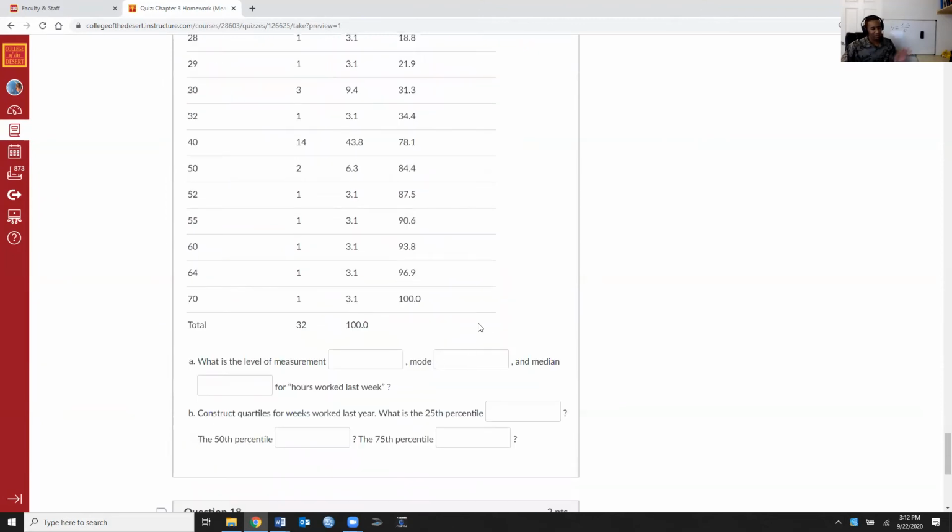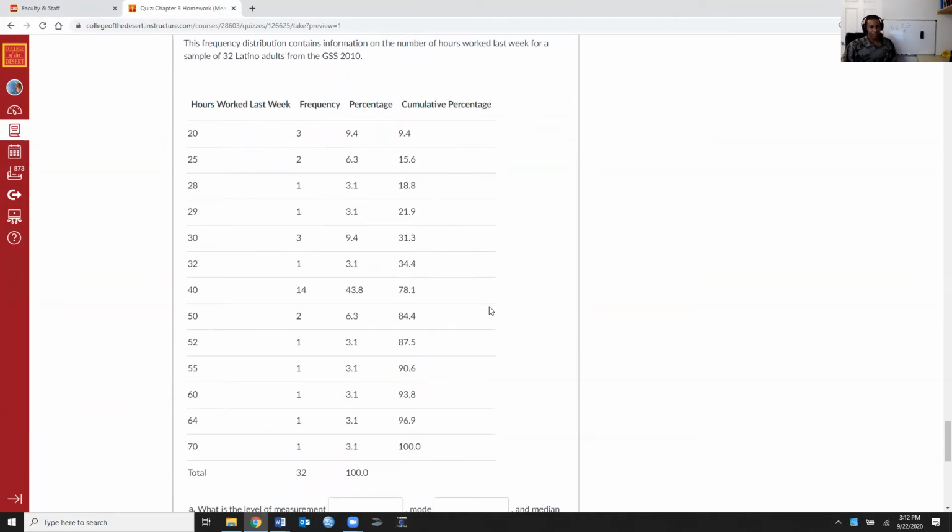The mode, it's easy to find. I mean, just the biggest number, right? Nothing really to talk about there. 40.